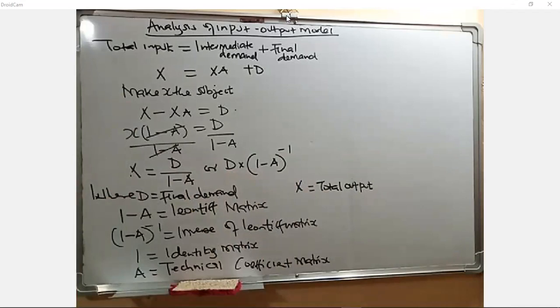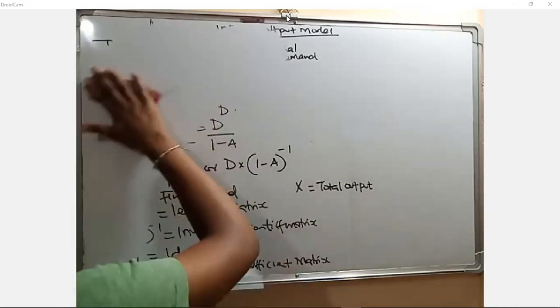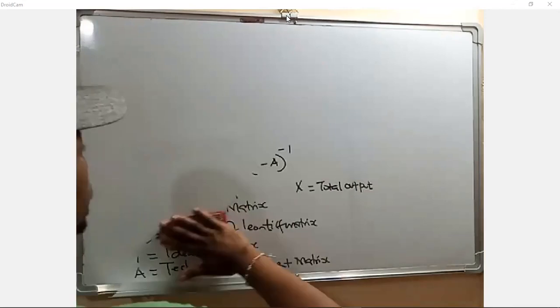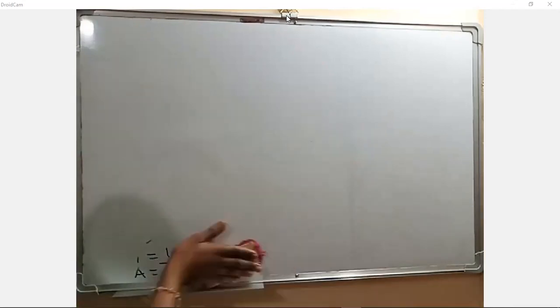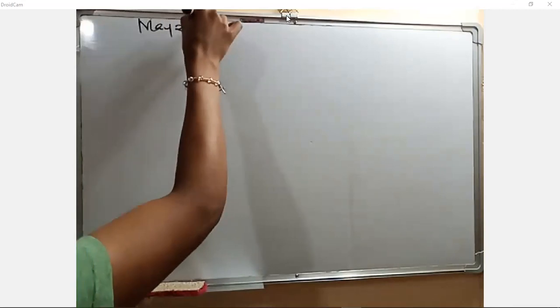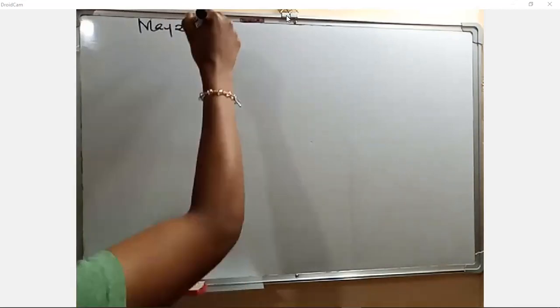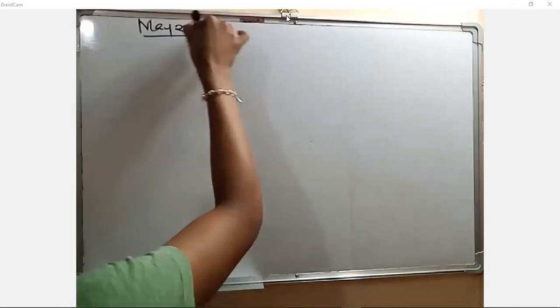I just want to do a question here. There is a question tested in May 2019, question 1C, on input-output. So let us go to that question.